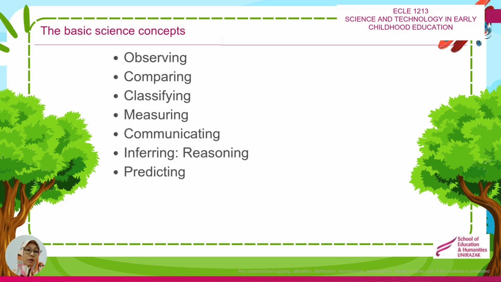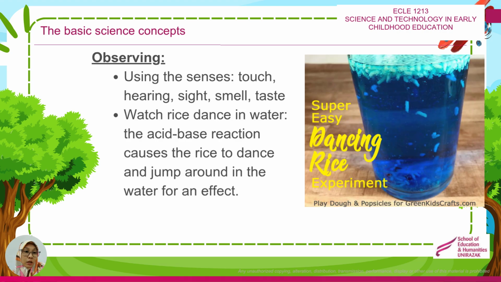Okay, so these are some of the basic science concepts that are important for us to understand in order for us to understand the world around us. We have observing, comparing, classifying, measuring, communicating, inferring, and also predicting. So let me explain to you one by one what they mean. Observing in science means that we are using our senses. For example, we use touch, hearing, sight, smell, and taste to actually learn the subject matter.